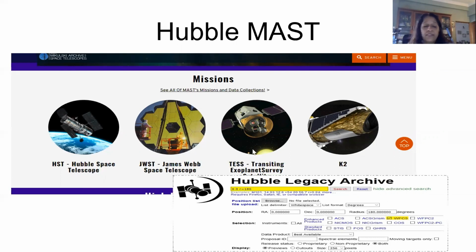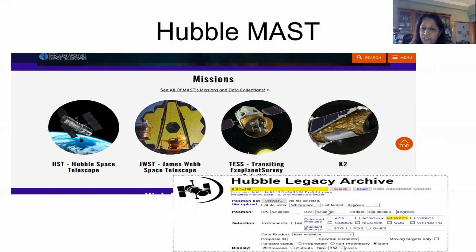This was the sequel to Kepler, and K2, which is actually the Kepler mission, but in the second phase, the K2 mission. So you can access all these data sets from this website. There's also the Hubble Legacy Data Archive, which you can access from here. Again, you can have a look at the website and see how to access it.